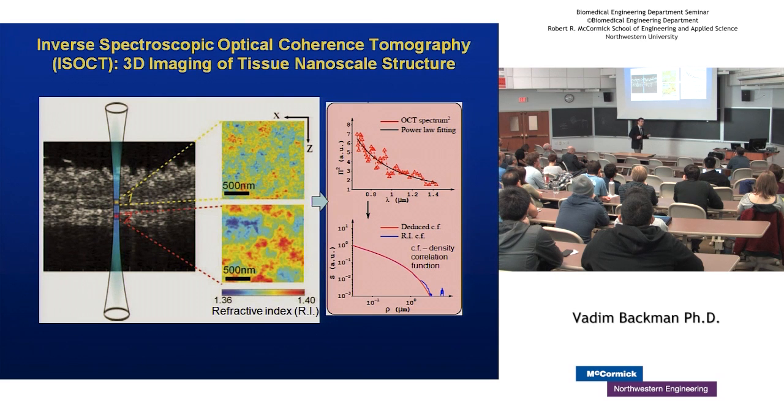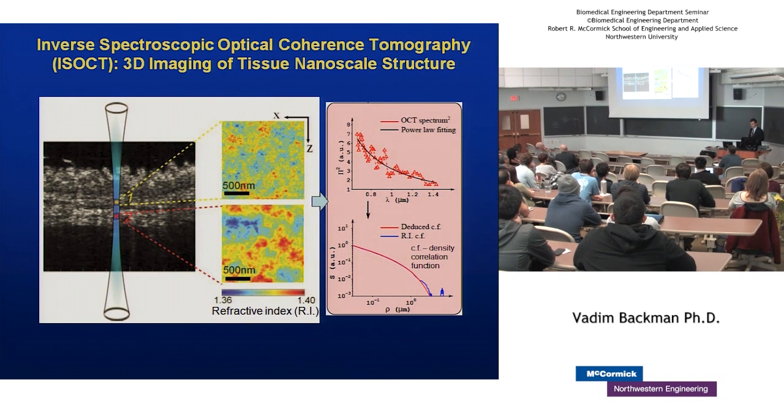It uses the spatial three-dimensional resolution of OCT, which is about a few microns. So each voxel is about a few microns. But for each and every three-dimensional voxel, you do the inversion procedure, and you can measure the nanoscale, subdiffractional structures that happen to be within this, let's say, 10 micron voxel. This is the principle of ISOCT, which combines OCT with analysis of the spectral information.